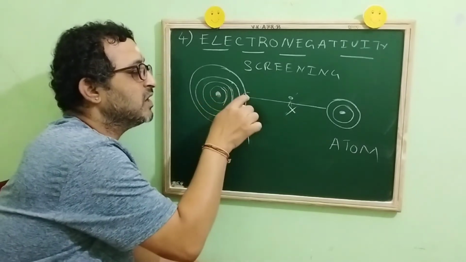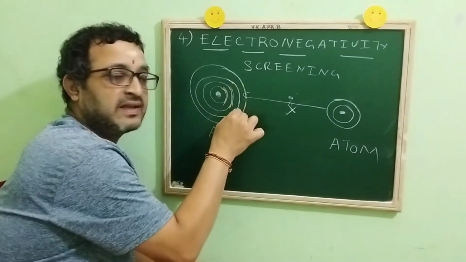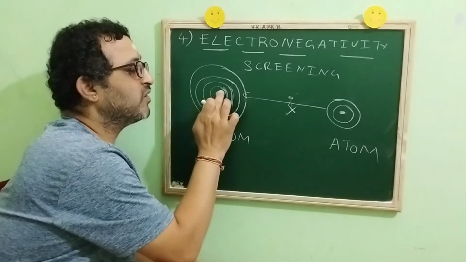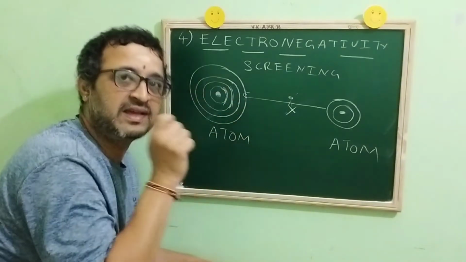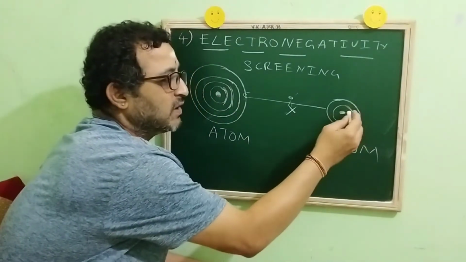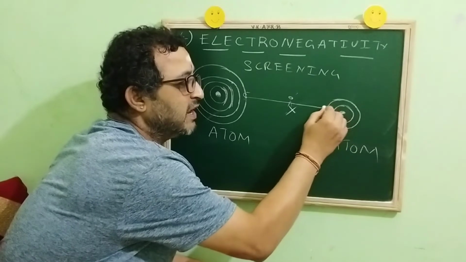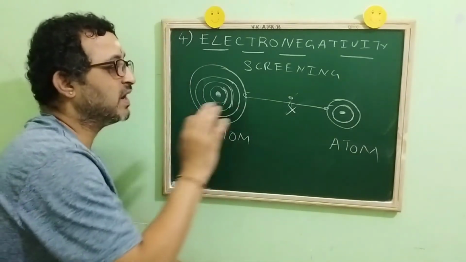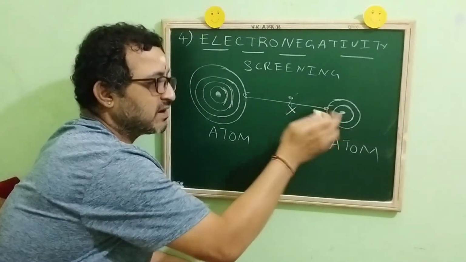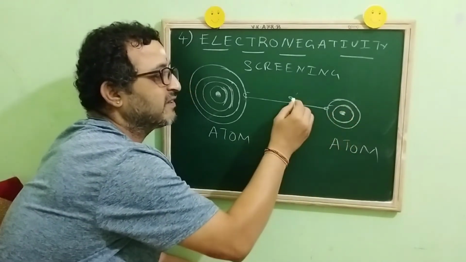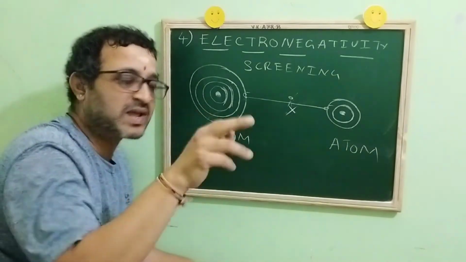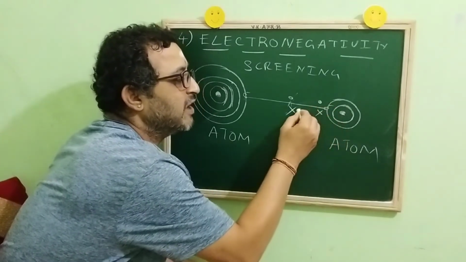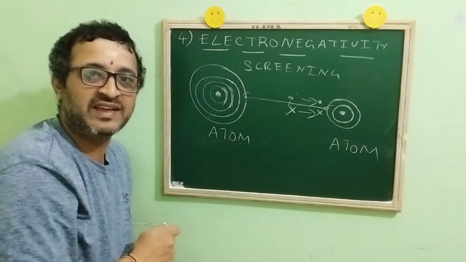Between this nucleus and outermost electron, these three shells are acting as a screen. Because of that, the force of attraction between this and this is very, very less. In the case of this one, there is only one screen between the nucleus and the outermost electron. Because of less screening effect or shielding effect, the force of attraction between this and this will be more when compared to this and this. Because of that reason, the smaller atom is able to pull the shared pair of electrons closer towards itself.